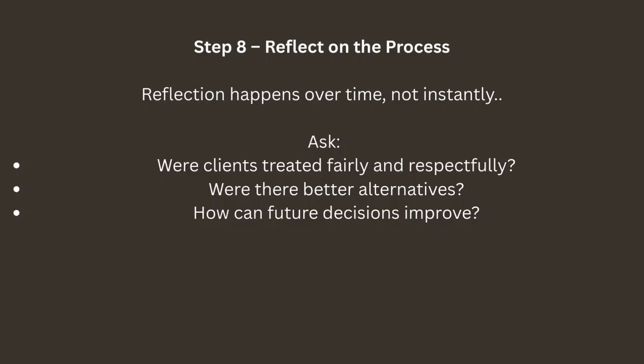Step 8 is reflect on the process. Reflection happens over time, not instantly. You have to constantly be asking, were clients treated fairly and respectfully? Were there better alternatives? How can future decisions improve? So the key takeaway here is ethical decision making is a repeatable skill, not a one time event.